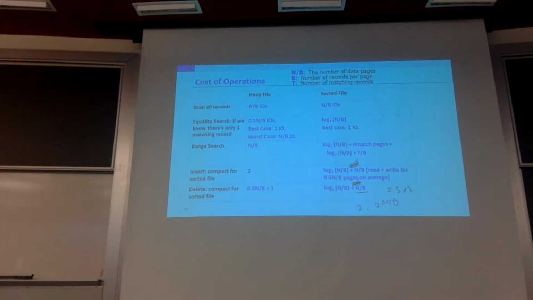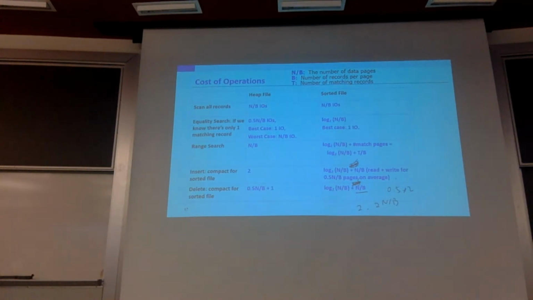Sorry, I was wrong. And that's also the case for this. So this is actually 0.5 times 2, that's the average case. And worst case would be 2 and number b. And best case would be 2. Right? Okay.